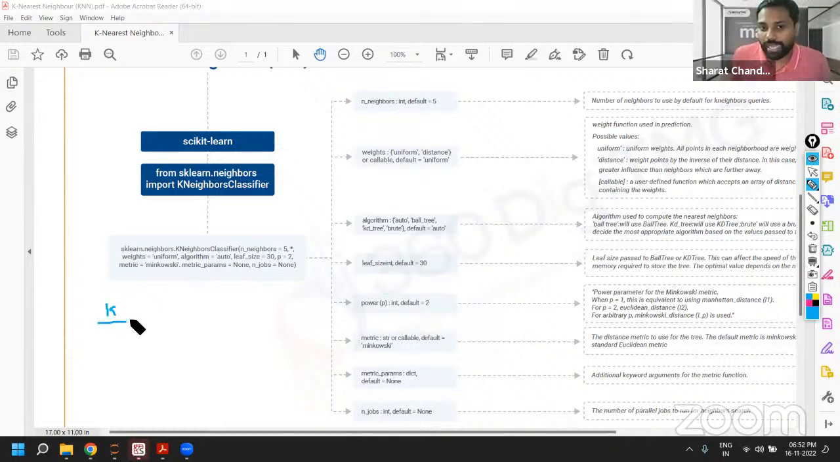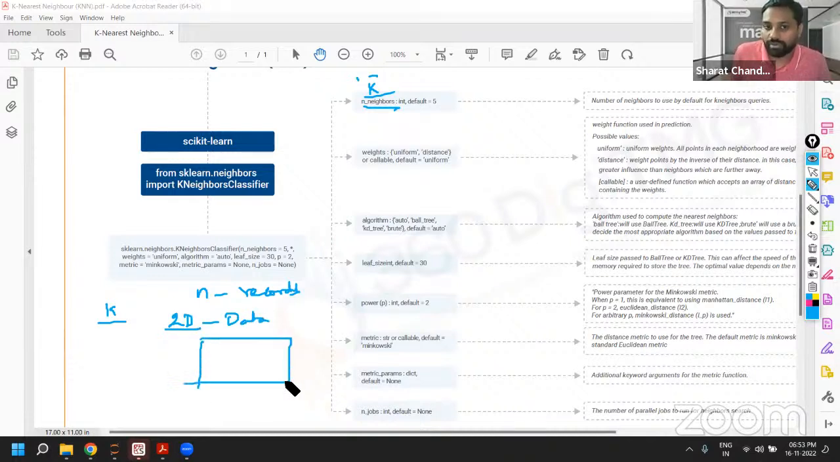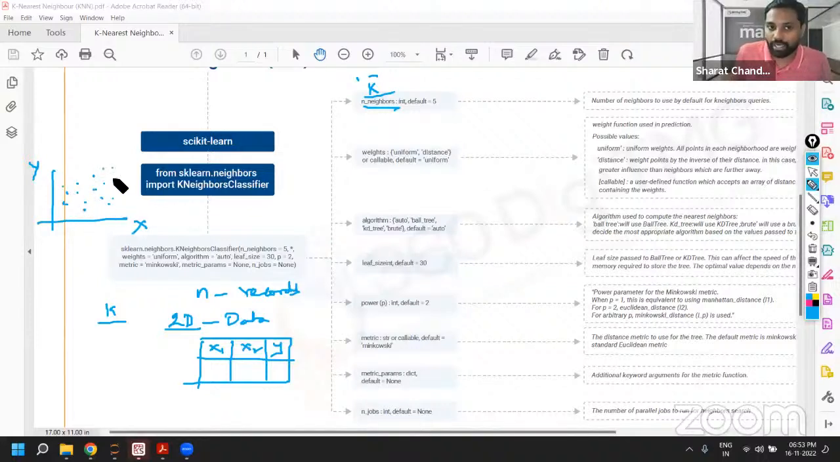When we talk about N neighbors, we call it K friends. So don't get confused there. We're using the terminology K; it's nothing but neighbors. If I have N records in my training data set, assume that I'm looking into two-dimensional data. That means I'll have X1, X2, and output label data. If I project this two-dimensional data on a visualization, X-axis and Y-axis, you will be able to see the data like this. So this is my N records.